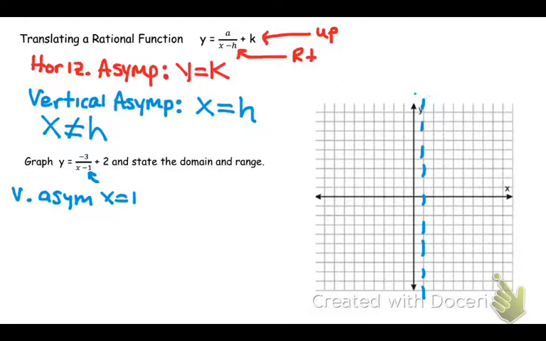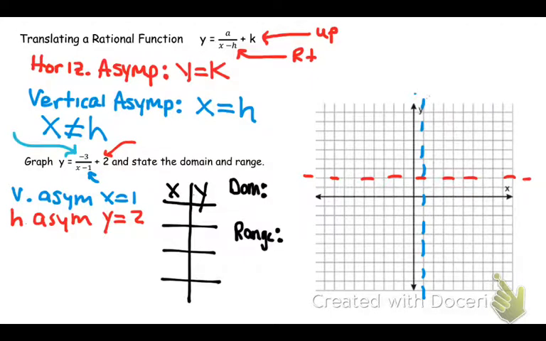And now we're going to look at our horizontal asymptote, and that is going to be y equals 2. So we're going to go ahead and draw in that line. The next thing I want you to notice is that we're going to have a different placement because we have this negative. So it's going to indicate a reflection and change the location of our graph.